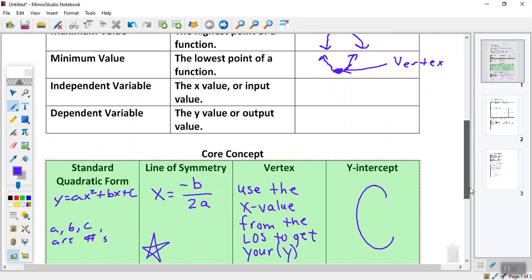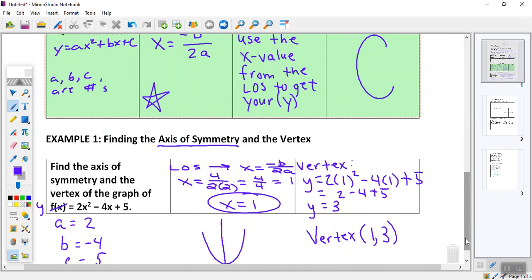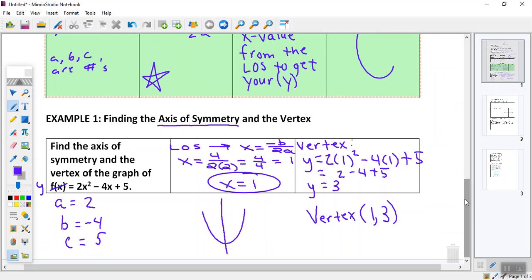But before I find the vertex, what do you have to find? That is a good looking C. Holy cow. I mean, that's like Sesame Street worthy right there. Today's letter. I'm pretty pumped about that. Before I can find the vertex, what do I have to find, kids? Line of symmetry.